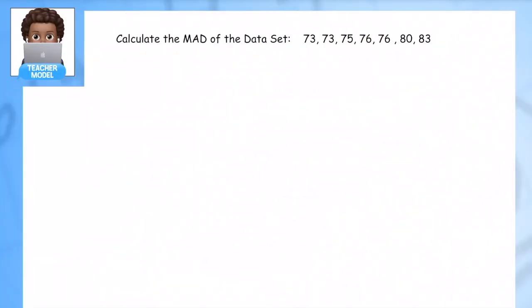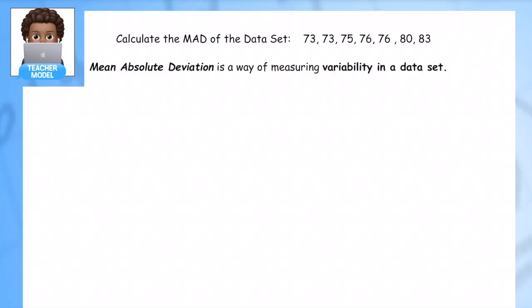Let's look at our first example with mean absolute deviation. Here's a data set of numbers. I'm going to quickly go through the steps and then I'll model one by hand. Mean absolute deviation just means how far away are all the data points? How much variability is there in the set? And the way we measure that is by finding the average of the distances from the mean.